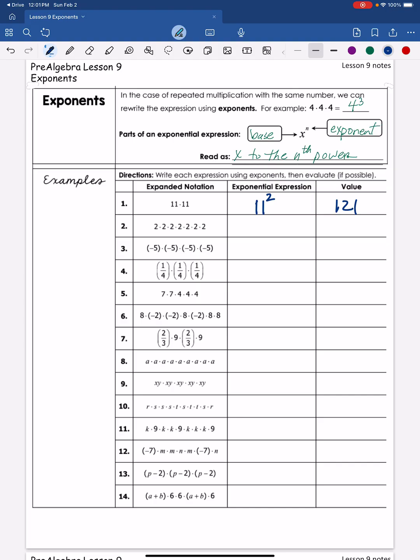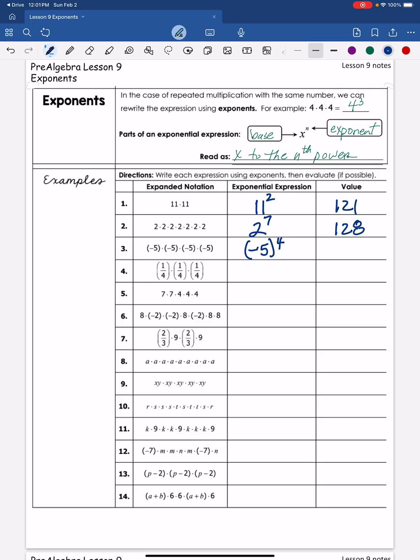The base in this case would be the 2, and there are 7 2's there, so this would be read as 2 to the 7th power, which means 2 times 2 times 2 times 2 times 2 times 2, and I would multiply those all together, and I get 128. The base in this case is -5, and you should put parentheses around that. Okay, otherwise the negative looks different, and that is a factor 4 times. So it'd be (-5) to the 4th power.